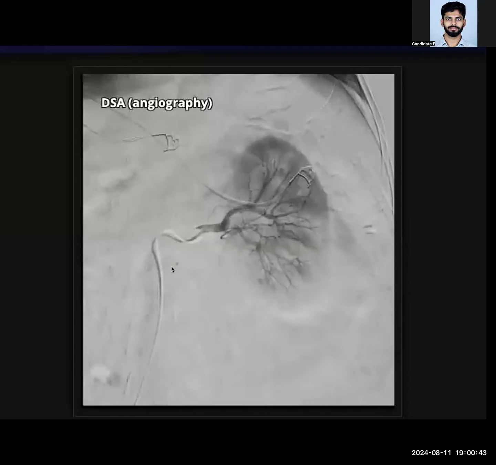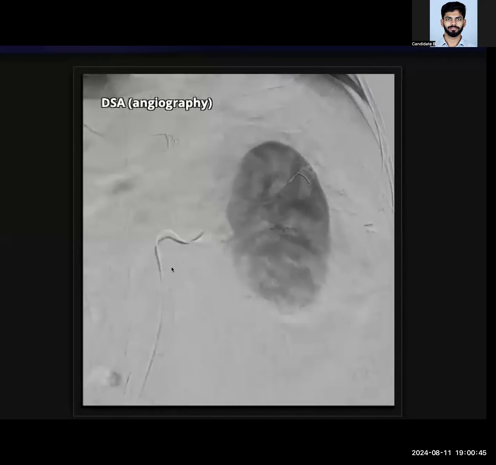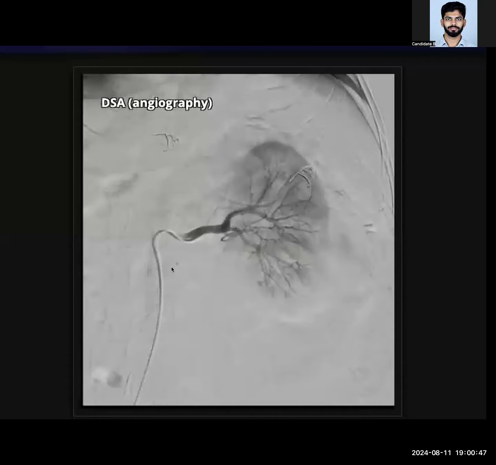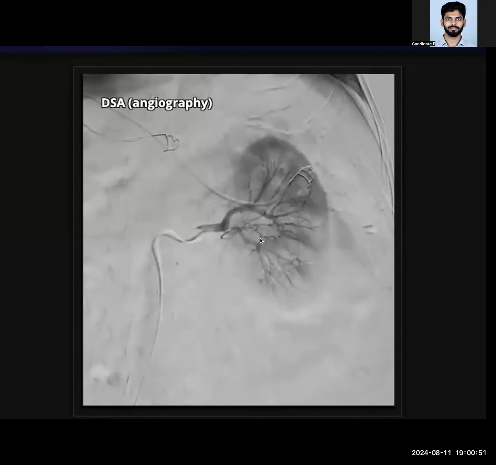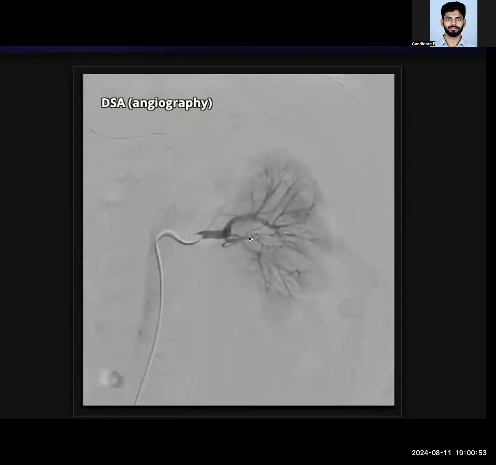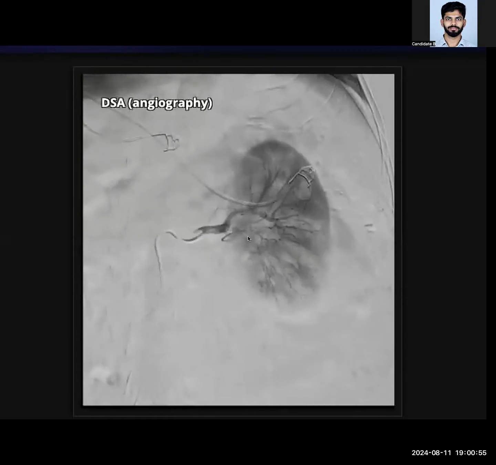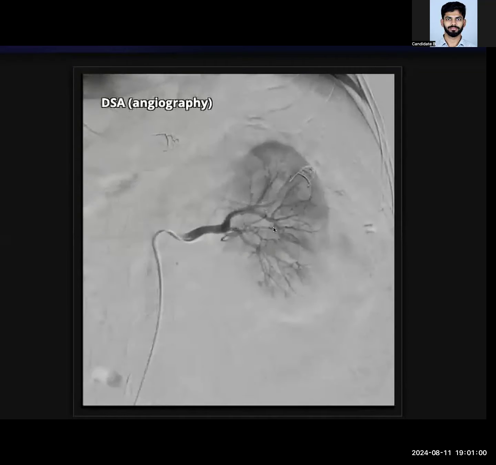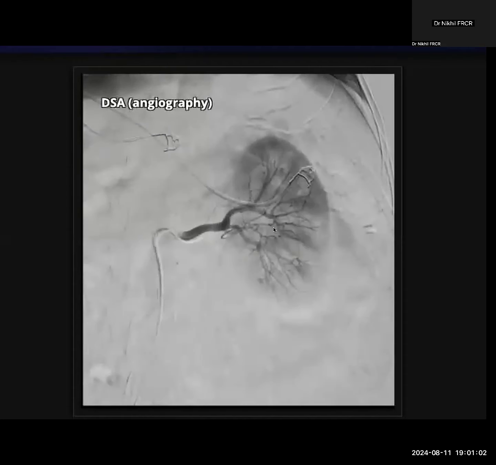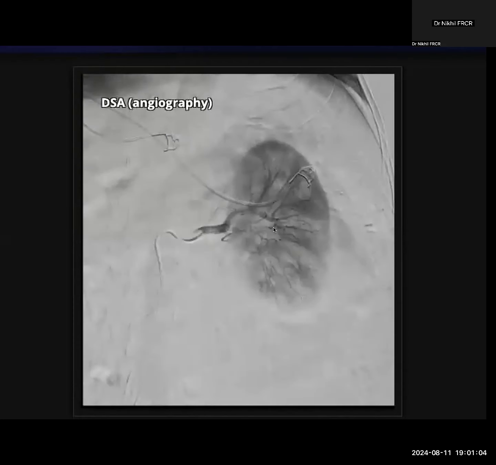Okay. I can see the lower segment renal artery appears smaller in caliber, and there is also a difference in opacification between the upper and lower renal parenchyma. You can ignore that. That is normal. You can ignore that. Okay.